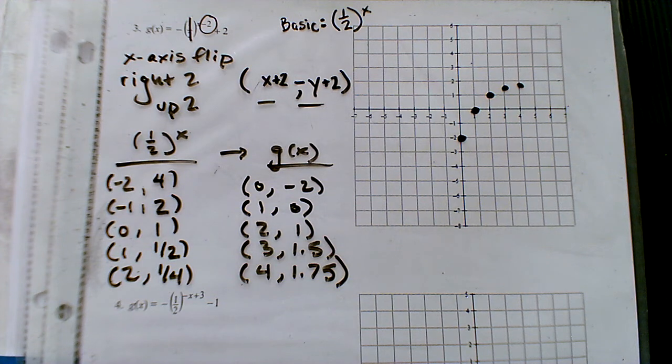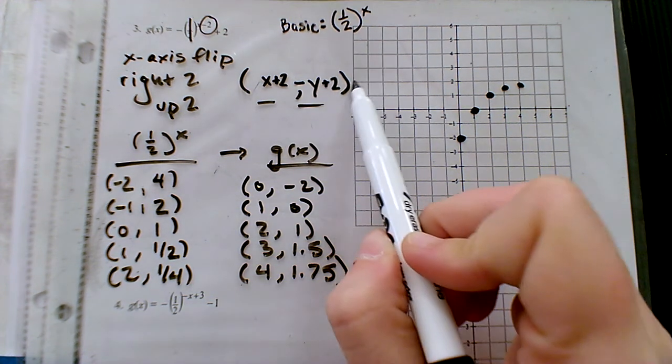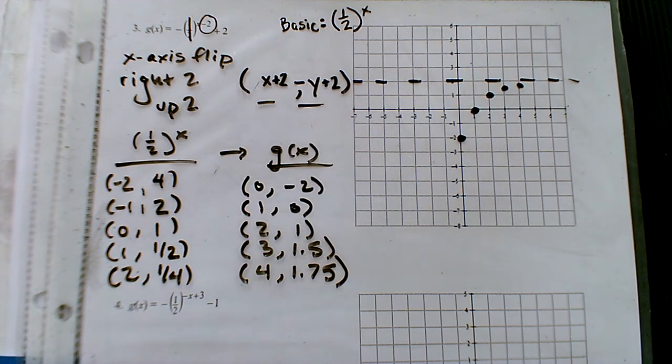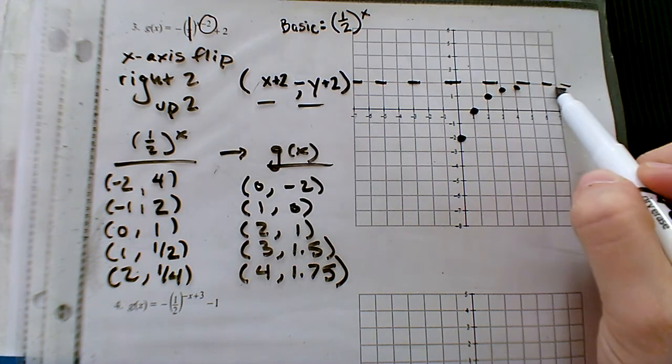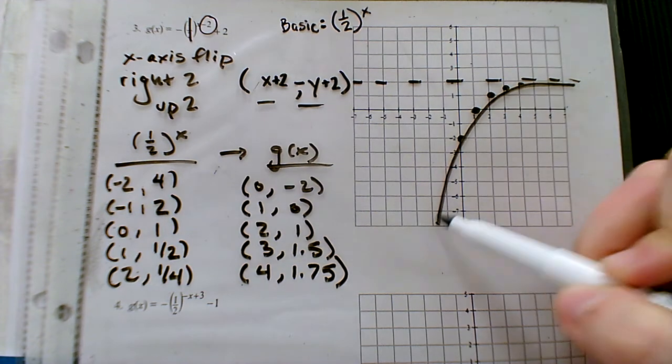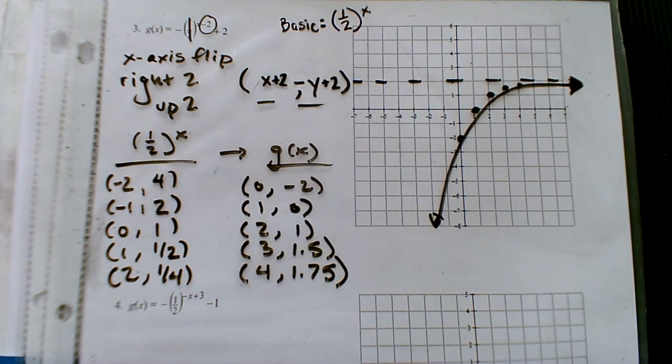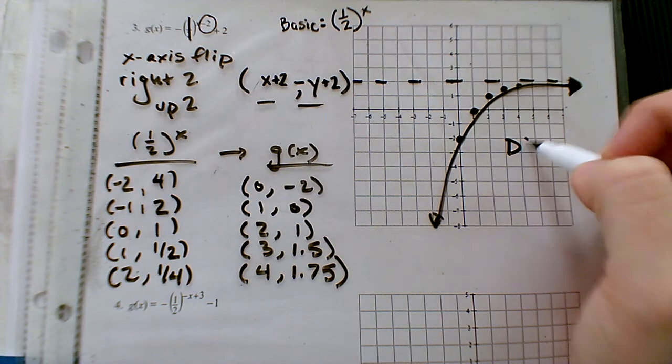All right, so plot your points. Also label that horizontal asymptote. Looks like we have 2 in this case. So you have to play connect the dots, but do not go past the asymptote. All right, so there's our exponential graph.